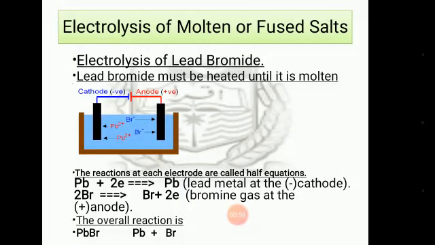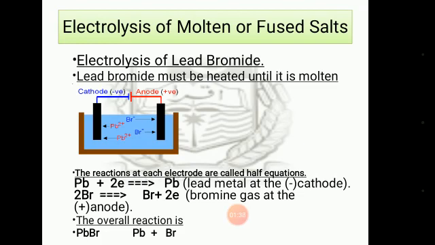The example of molten or fused salts is lead bromide. The formula is PbBr2. Lead bromide must be heated until it is molten or it becomes liquid. You see here there is a cell. This cell consists of a beaker-like structure having two electrodes. One is anode, the other is cathode.